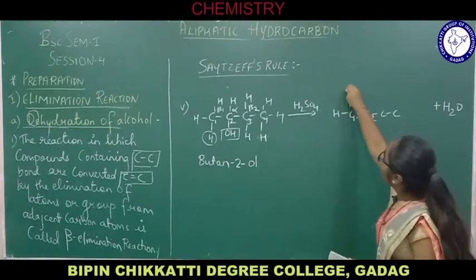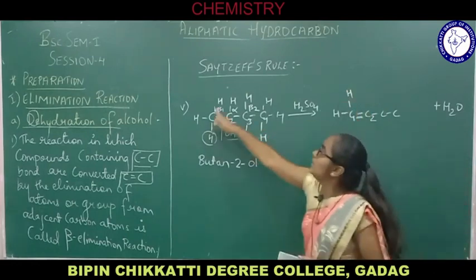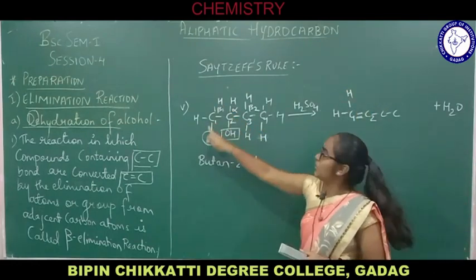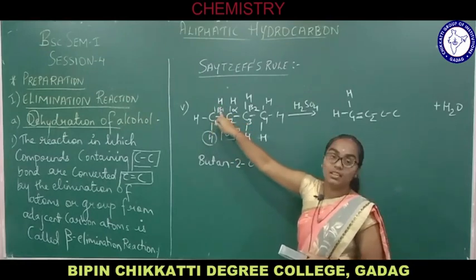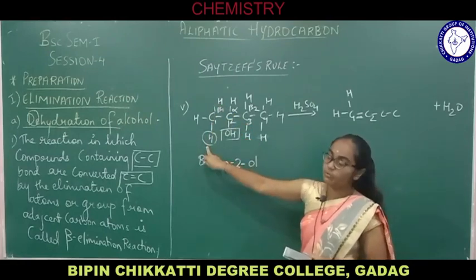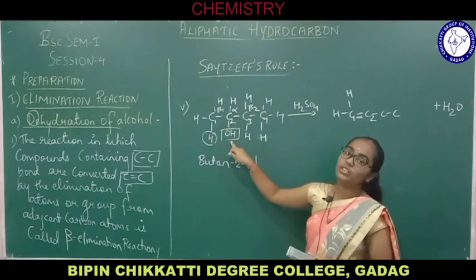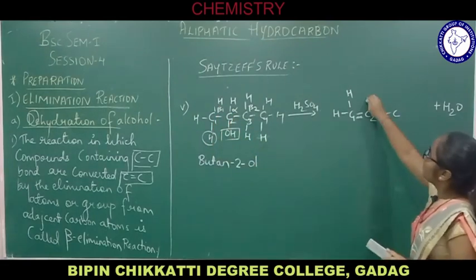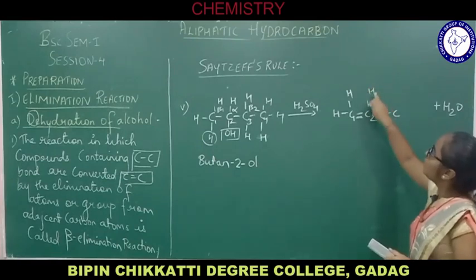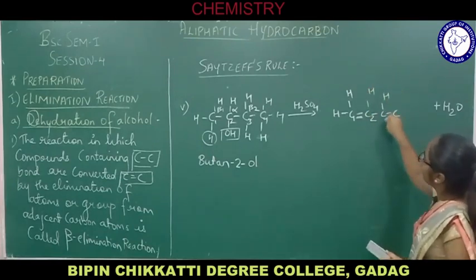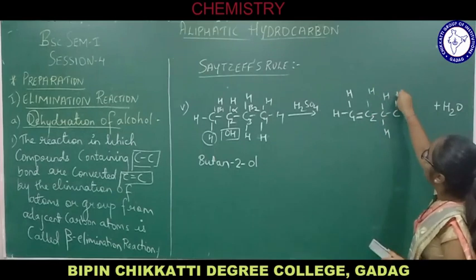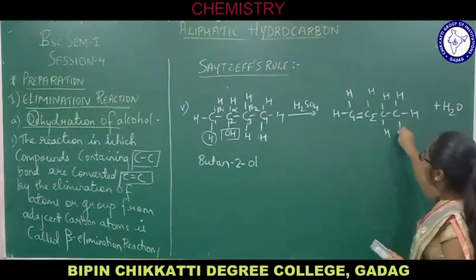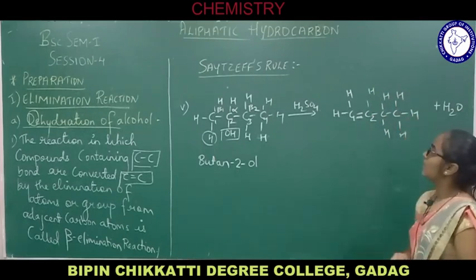So carbon number 1 will have 2 hydrogen atoms, 1 and 2, right? Because this is considered to be beta 1. From beta 1, 1 hydrogen we removed, and from alpha we removed the hydroxyl group. Then if the hydroxyl group has been removed, what is left in carbon number 2? Hydrogen. Write down the remaining as it is, by balancing the valency of the remaining carbon atoms.